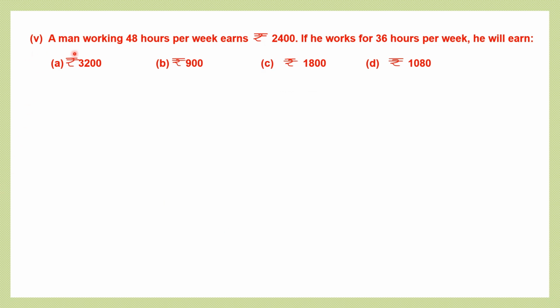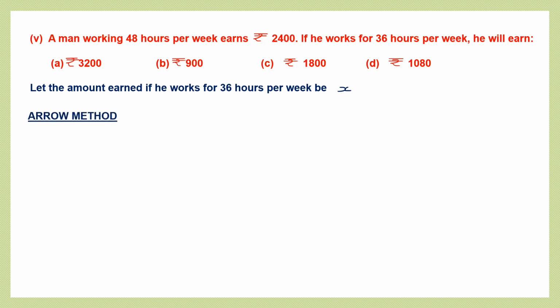We are now going to do the same sum in the arrow method. Let the amount earned if he works for 36 hours per week be x. So this we don't know, we're going to write it as x. Now we're going to do the arrow method. So in this we make two columns based on what is given to us. So we've been given the number of hours and the amount that he has earned in rupees. So these two columns we have got. Now let's write the quantities in this. So we have 48 hours. So let's write that in 48 hours he earns 2,400 rupees.